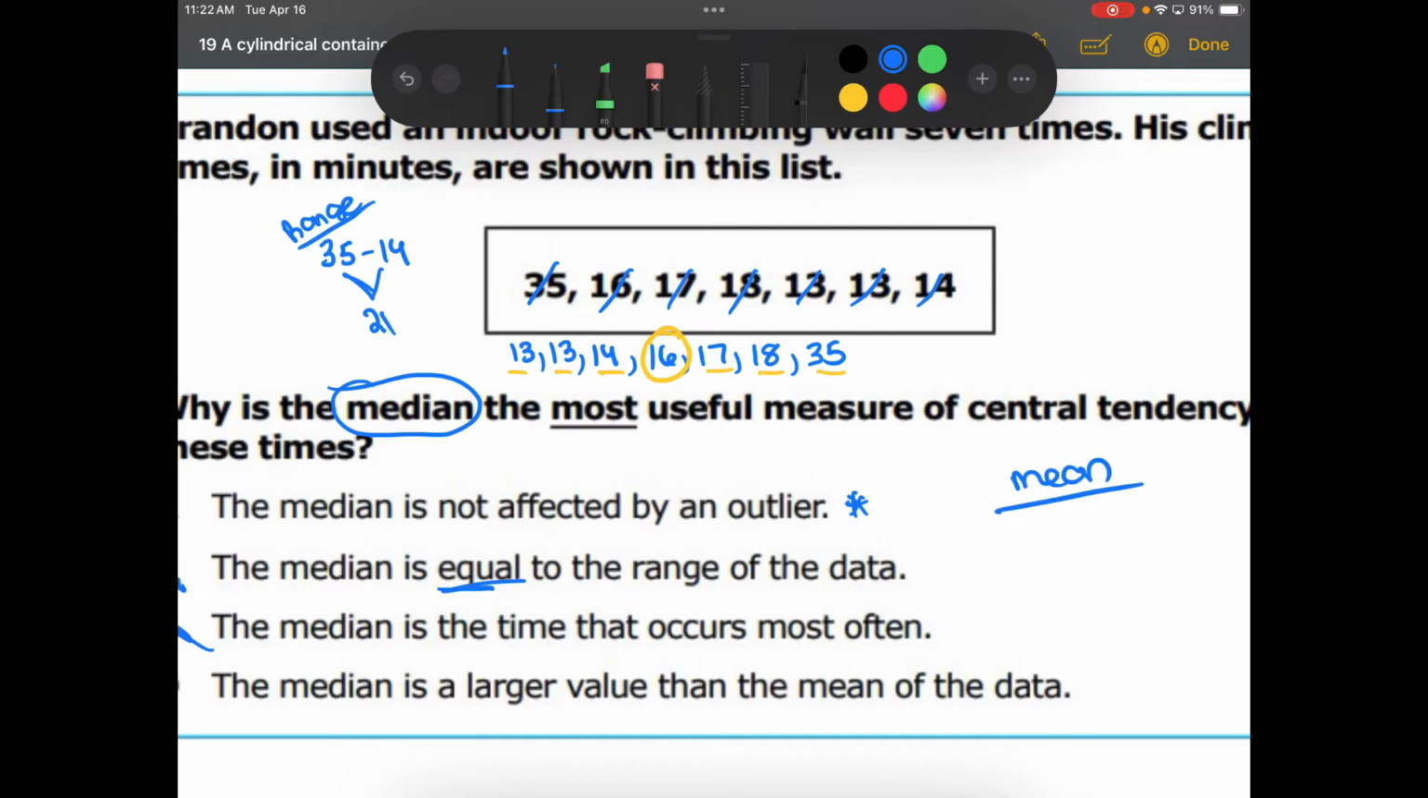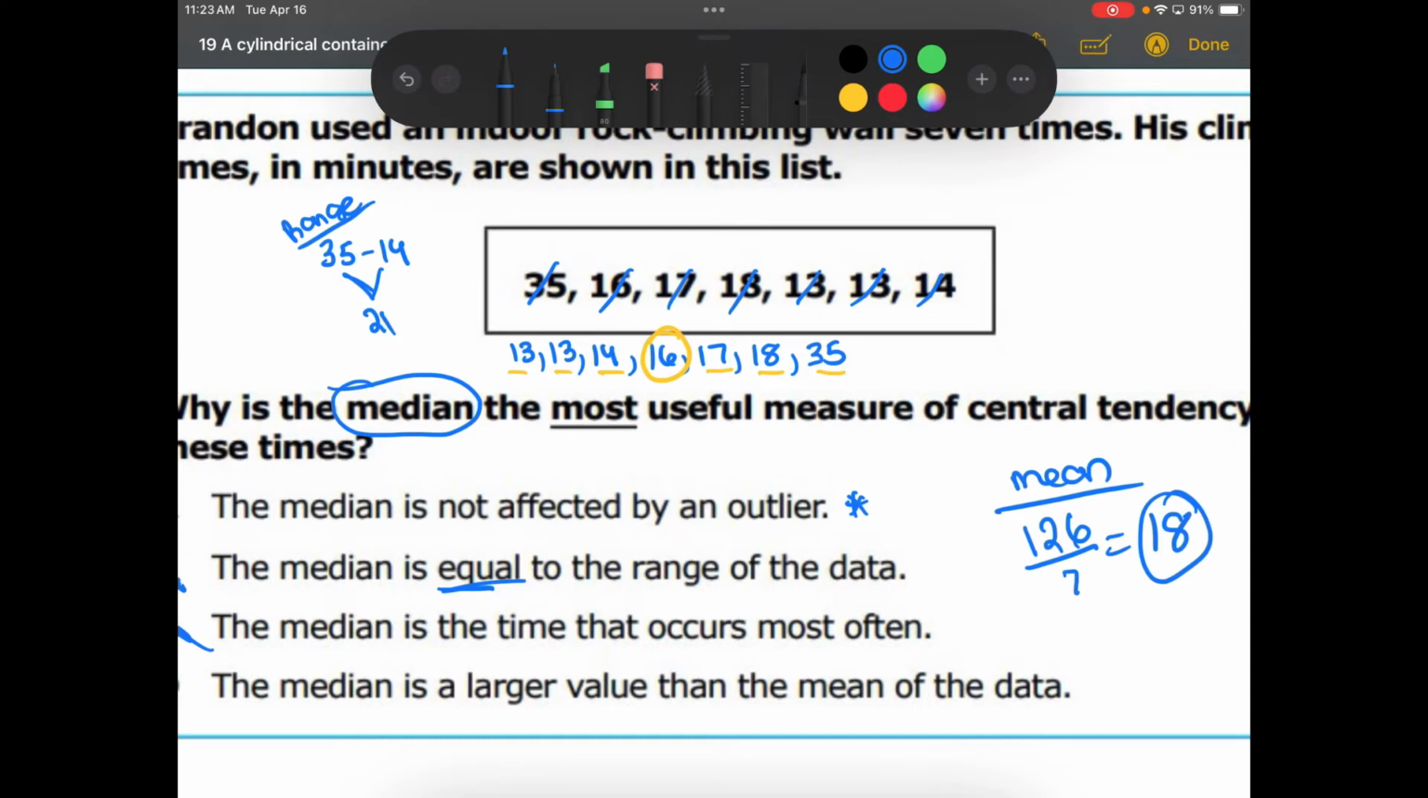Add all those up. 13 plus 13 plus 14 plus 16 plus 17 plus 18 plus 35. 126 divided by how many are there? 1, 2, 3, 4, 5, 6, 7. All right, 126 divided by 7 is what? 18. So the average is 18 and the median is 16.